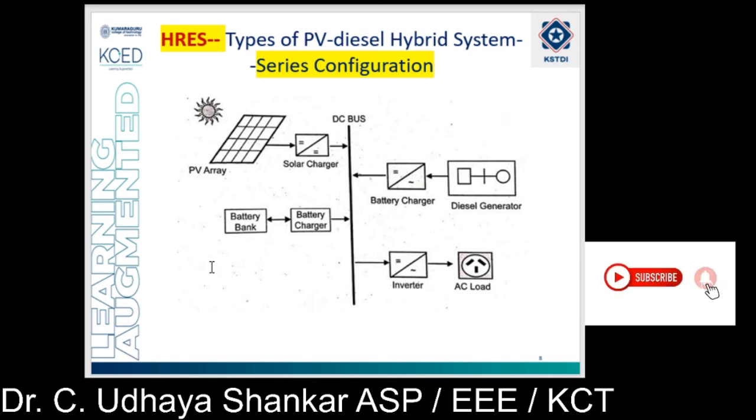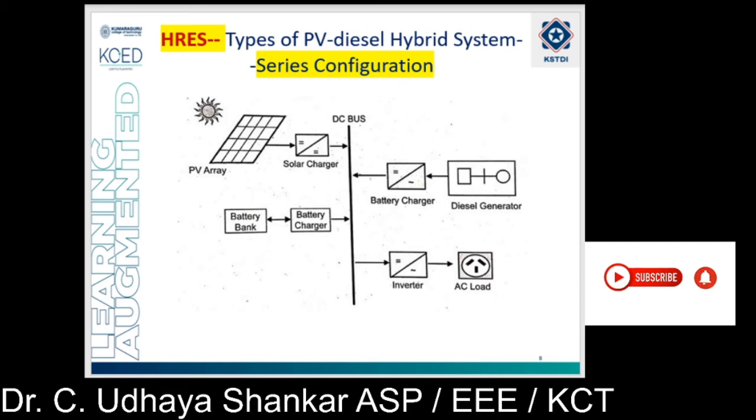From the figure, you can see that in the series configuration only one bus is there, that is the DC bus. Whereas in the other two configurations, you will have the DC bus as well as the AC bus. So that is the first thing you want to understand. And here you can see that the diesel generator set and inverter are to be sized to meet the peak loads, because they are connected continuously to the load. So they have to meet the peak load demands.